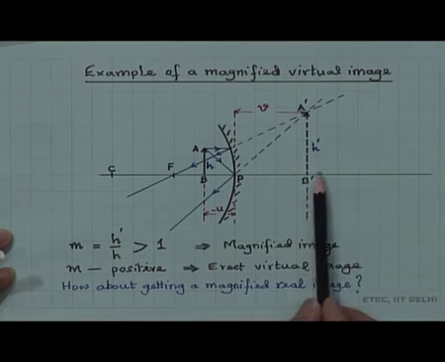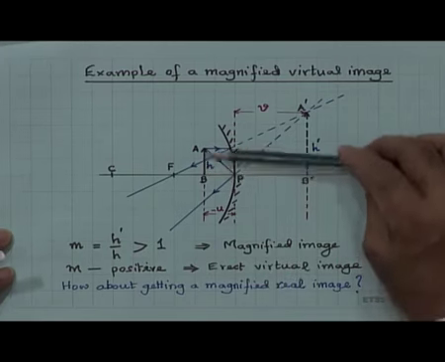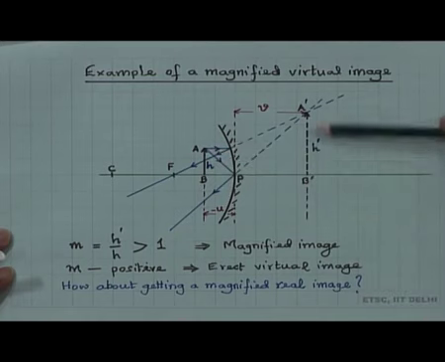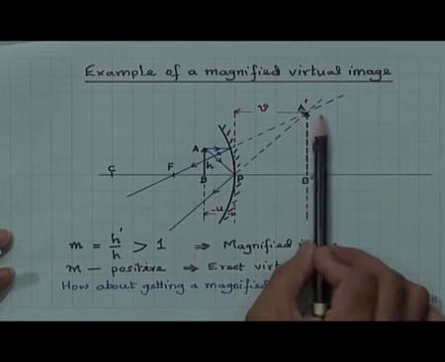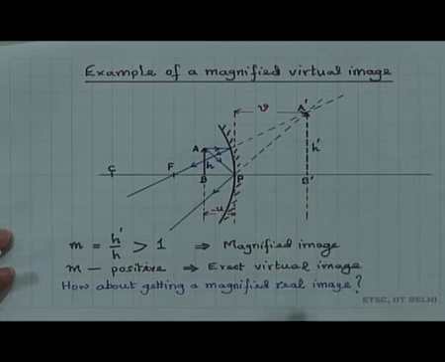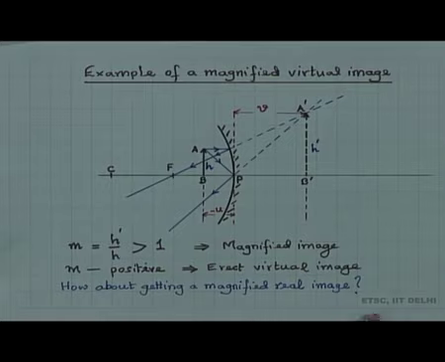We can see it very clearly, it is greater than 1 and we have a magnified image. AB is positive and A dash B dash is also positive, which implies M is positive. This happens when we have an erect virtual image. So, when the magnification is positive, it means the image is erect. So, erect virtual image. How about getting a magnified real image? Yes, we can also get a magnified real image.